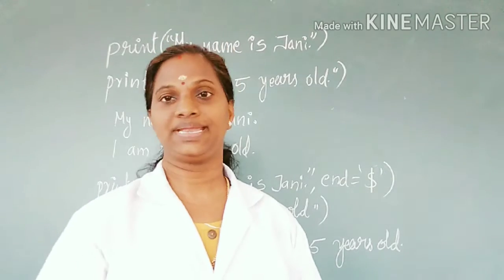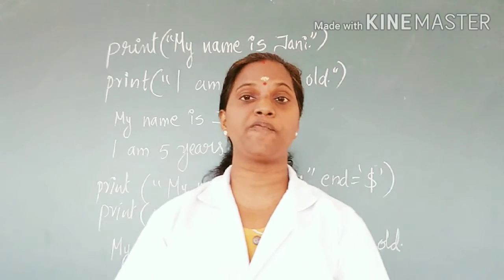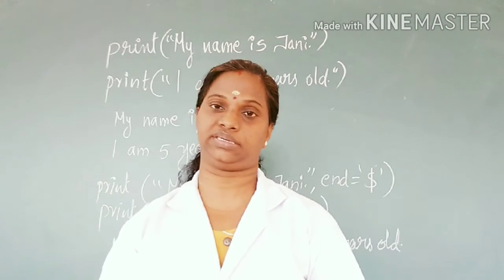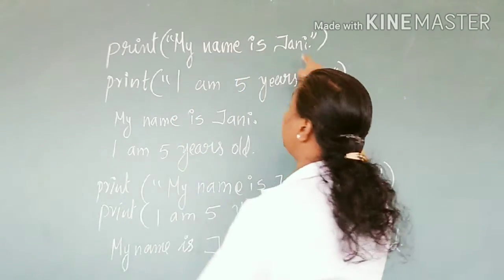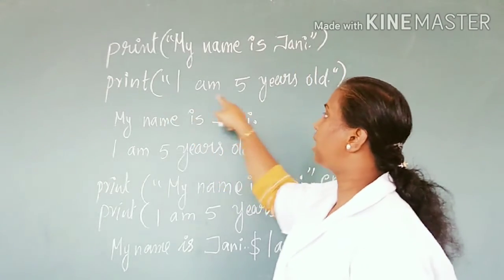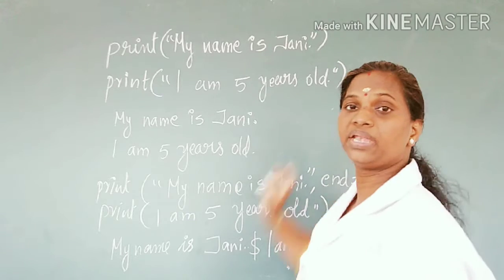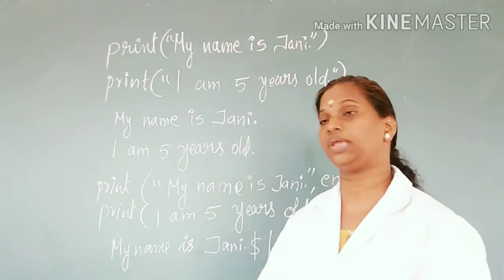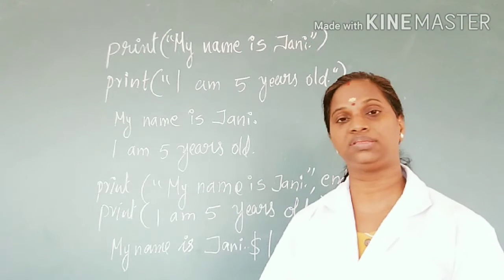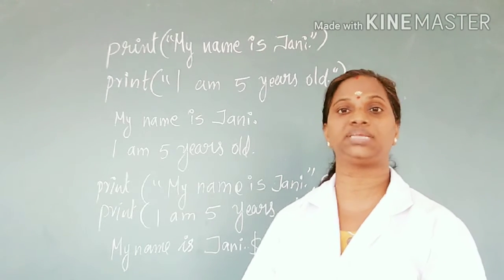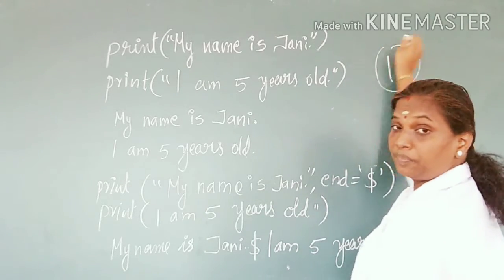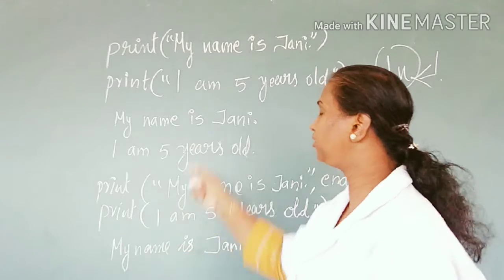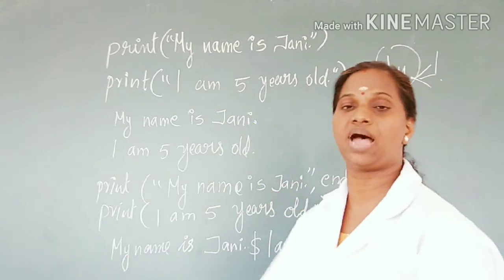Clear? Okay. Next one: Python will automatically add an end of line character at the end of the line if you don't give any end character. See the example: print my name is John, then print I am 5 years old. See, here we didn't give any end operator. Just like the sep operator, we can give an end operator, that is end equal to. Here we didn't give any end operator, so Python will add the default, the new line character. This backslash n we can use for new line. New line means the enter key, the carriage return key. Python will use this new line character. That's why these 2 sentences are printed on separate lines.